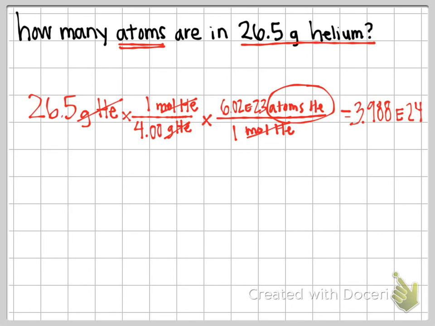So let's look back and make sure that we've got our units and sig figs. First question had 3 sig figs, or the given had 3 sig figs, so this needs to be 3 sig figs. So our final answer would be 3.99 E24, and the unit that we're left with is atoms of helium. And that's your final answer.